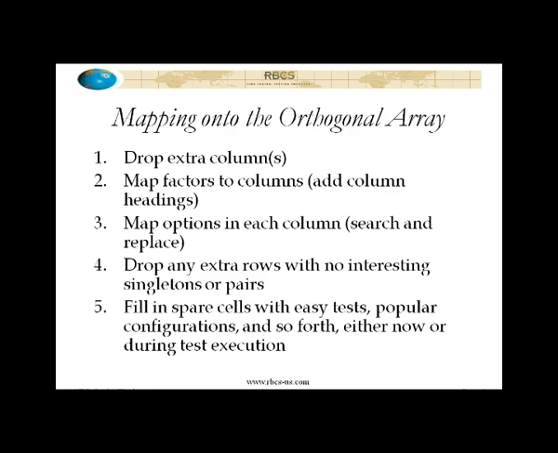Now, column by column, select the cells in the column underneath the factor heading which you added, and use the search and replace option, which in Excel is Control-H. Replace all the zeros with the first option, all the ones with the second option, all the twos with the third option, and so forth, until every option for the factor that you're looking at has been mapped onto a number.